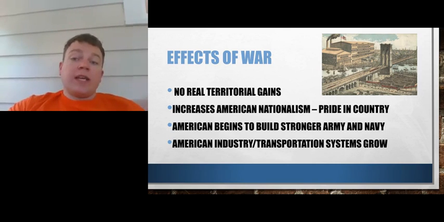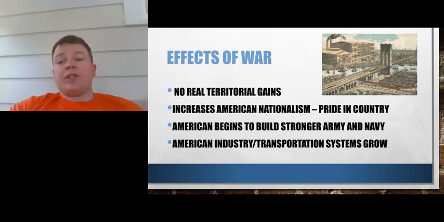What it is going to do is increase American nationalism. It is going to increase pride in our country. For example, prior to this, most people in places like New York are going to call themselves New Yorkers, Pennsylvanians, etc. You're going to see more references to Americans after this war. It was pretty popular. It was pretty successful.